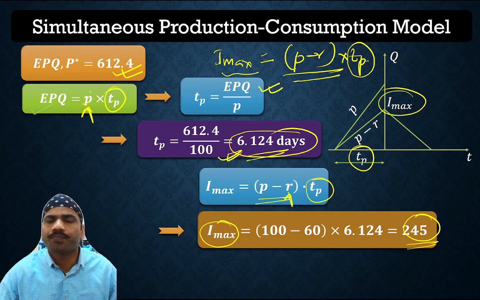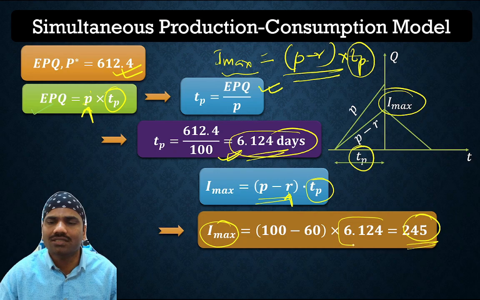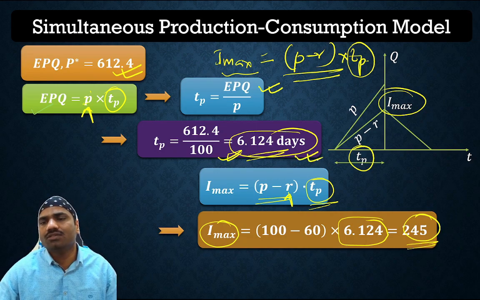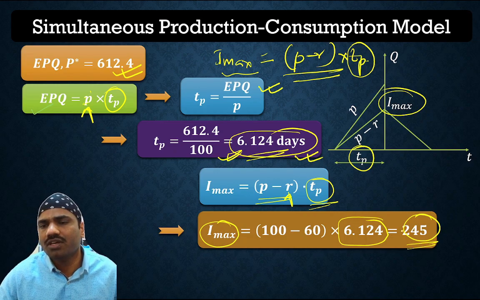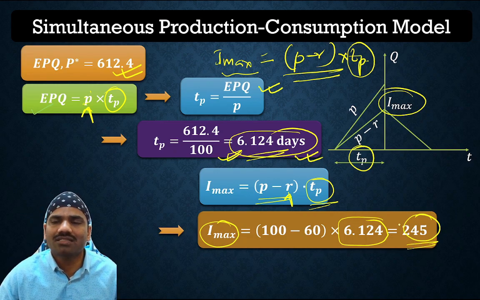So the maximum inventory we are going to store is 245. This is for one production run, that is, for the production days. The number of production days is 6.124 days. So per production run, the maximum inventory we are storing is 245.